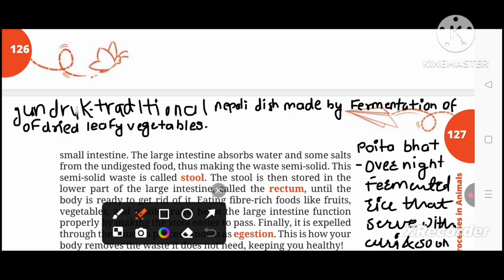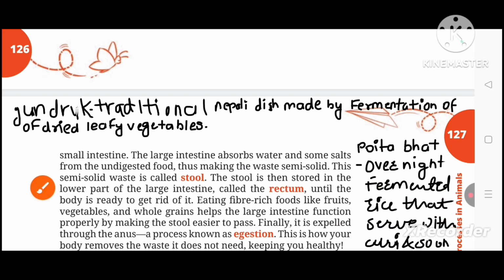What is poita bhat? Poita bhat is overnight fermented rice that is served with a curry and so on.